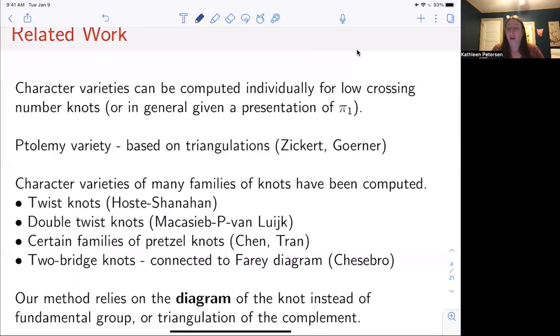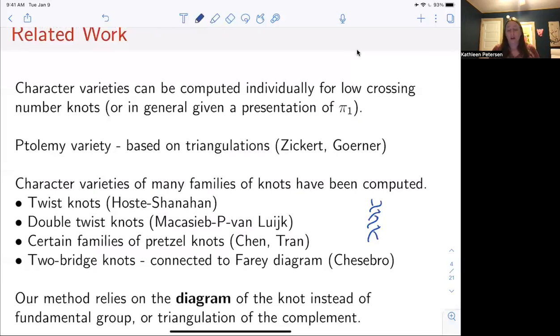And there are infinite families of knots, usually that just vary by a twist region, so the number of twists in a region like this, that have been computed. I've listed some families here: twist knots, double twist knots, several families of pretzel knots, and Cheesebro has also connected what character varieties of two-bridge knots look like in terms of Farey diagrams. So we have an idea of what a lot of these sets look like, and we do have ways to compute them when the manifold is not too complicated.